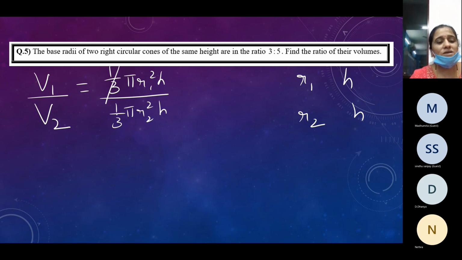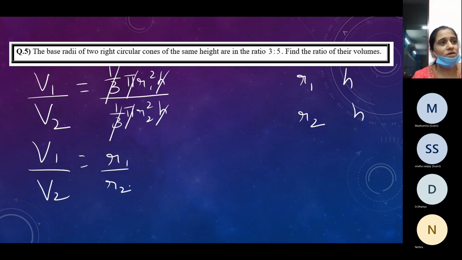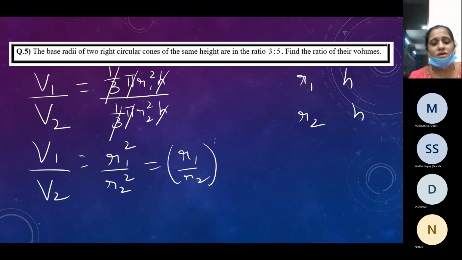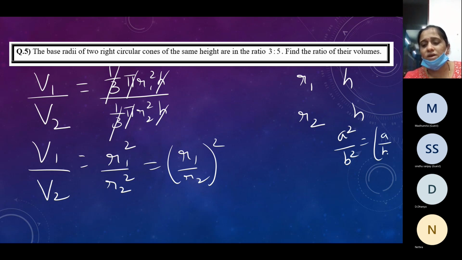Now what happens? 1 by 3, 1 by 3, pi, H, everything is cancelled. So volume 1 by volume 2 is equal to R1 by R2, the whole square. Or you can write R1 square by R2 square, which can also be written as R1 by R2, the whole square. Like if you have A square by B square, you can write it as A by B, the whole square.